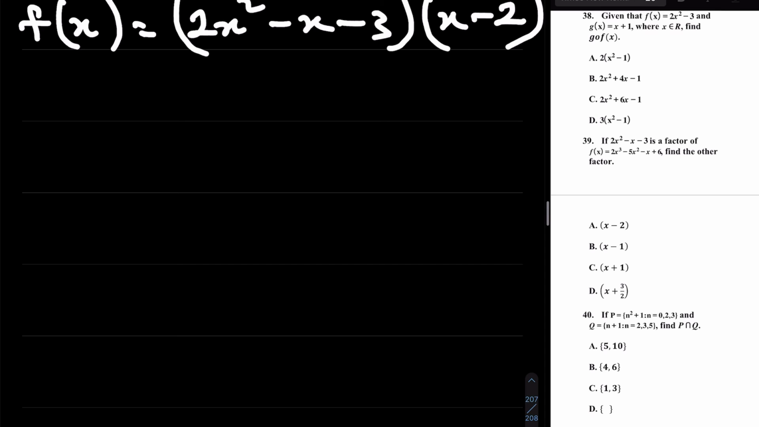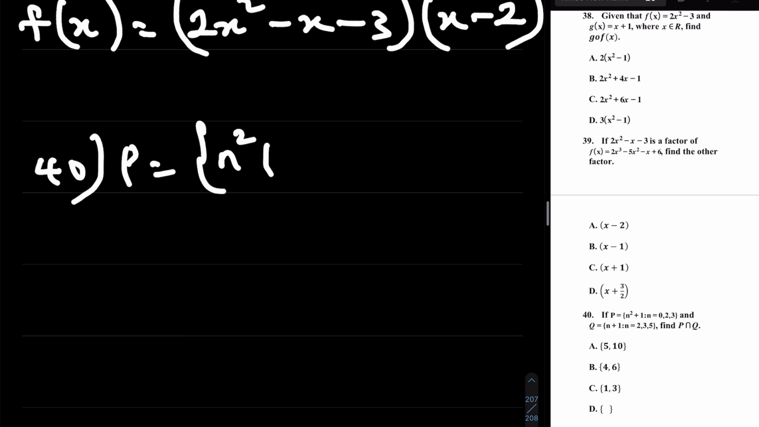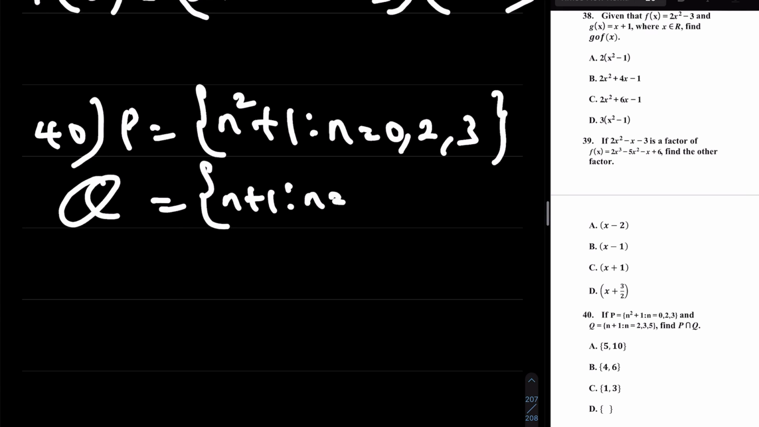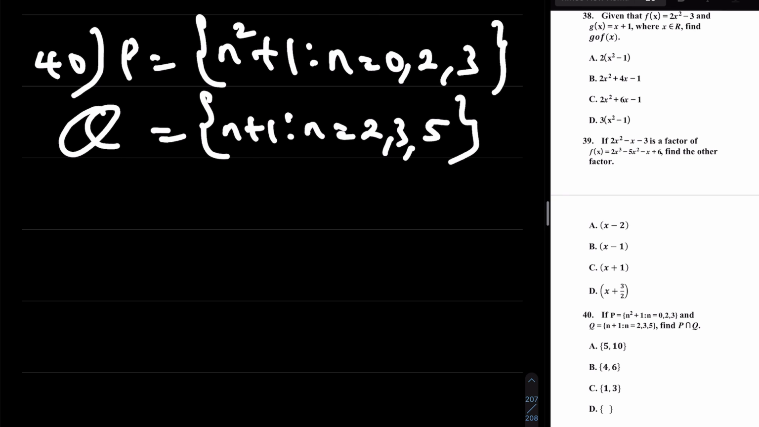Straight we go to the last one, which is number 40. If the set P whose elements are described by n squared plus 1 such that n equals 0, 2, 3, and the set Q has elements n plus 1 such that n equals 2, 3, 5. Find P intersection Q.